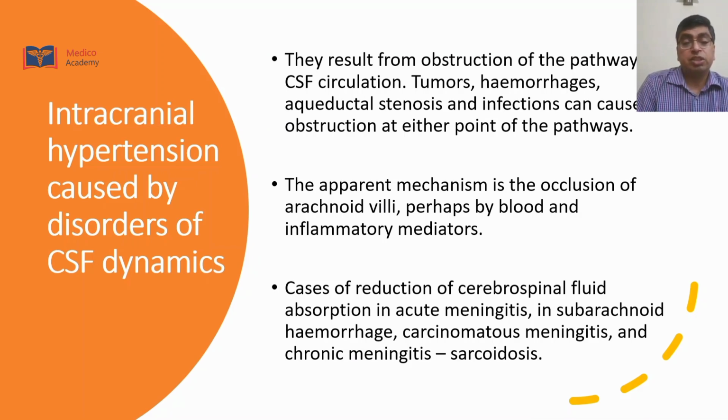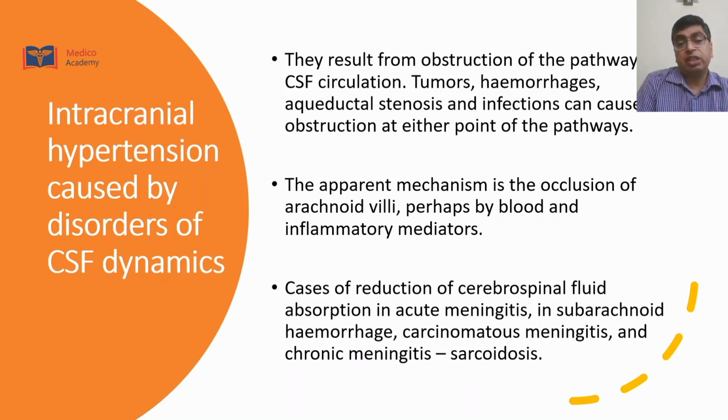Then the third major cause is intracranial hypertension caused by CSF dynamics. Whenever there is overproduction of CSF or less drainage of CSF, it causes intracranial hypertension. The obstruction to the CSF circulation occurs in cases of tumor, hemorrhages, or acute stenosis, when they obstruct the outflow of CSF from the brain.